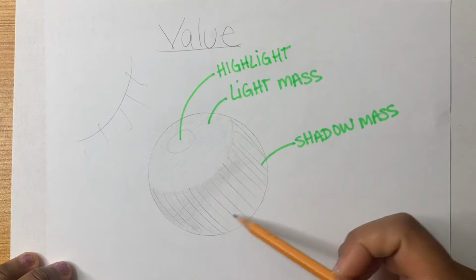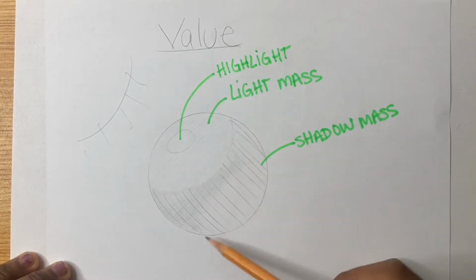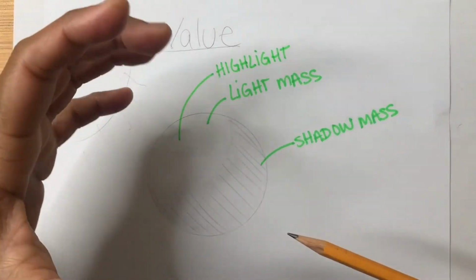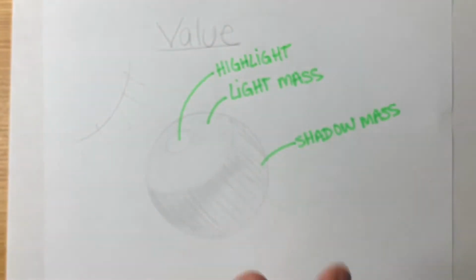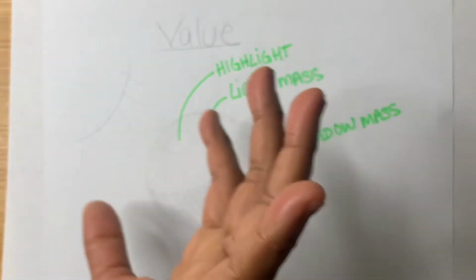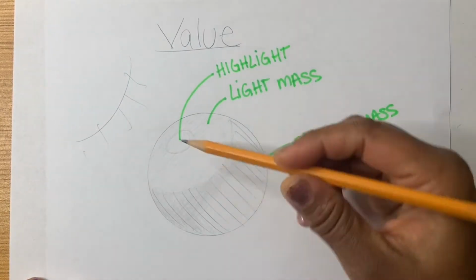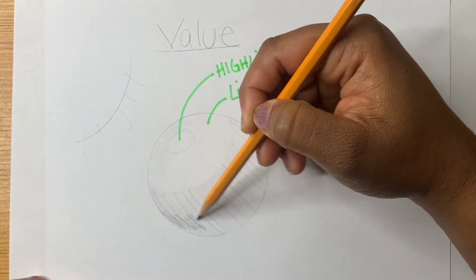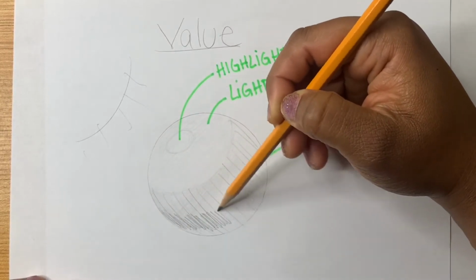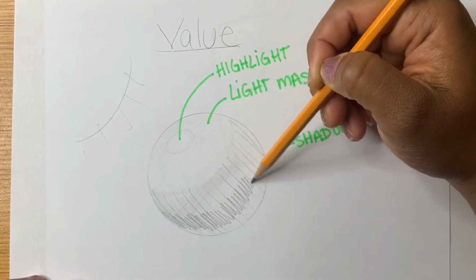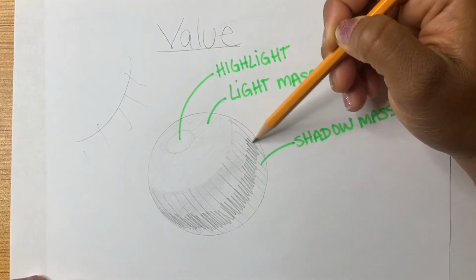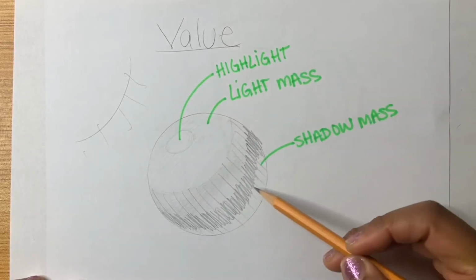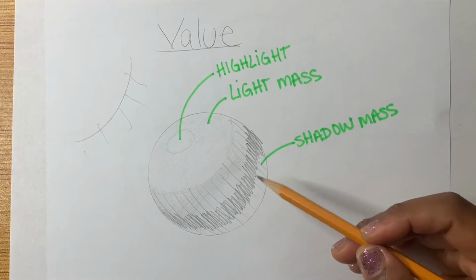Now let's move on to the shadow mass. This whole area is shadow mass, as I mentioned before. As the sphere turns away from the light, the furthest it reaches before it curves back under, that's called a core shadow. You'll notice there'll be a ring that goes around this that's a little darker. Mine is going to curve because it's a sphere, but these principles apply to anything that you're looking at, okay? That's going to be called the core shadow. It's the furthest away from the light.